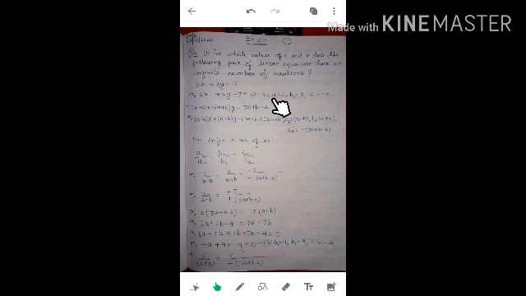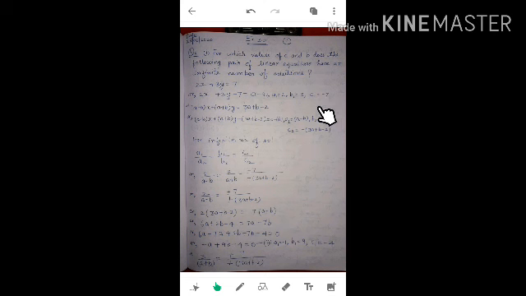According to this equation, a1, that is the coefficient of x, is 2. So the value of a1 is 2. Now b1 means the coefficient of y, and it is 3. So b1 is 3. And the constant term in the first equation is minus 7. So c1 is minus 7.